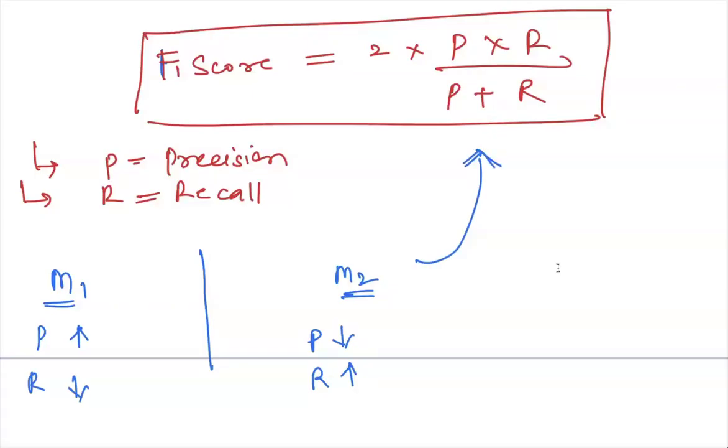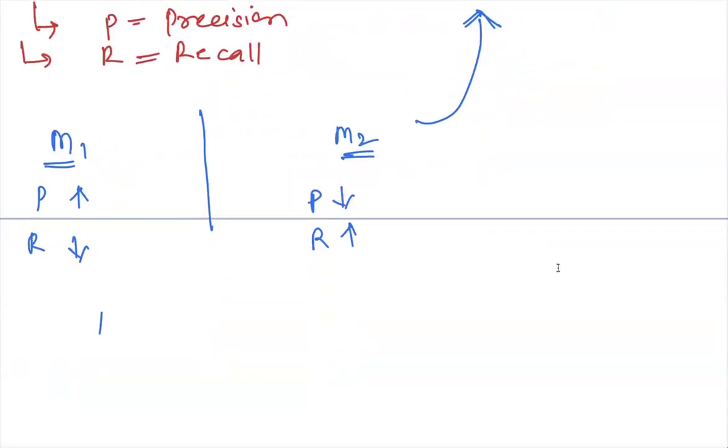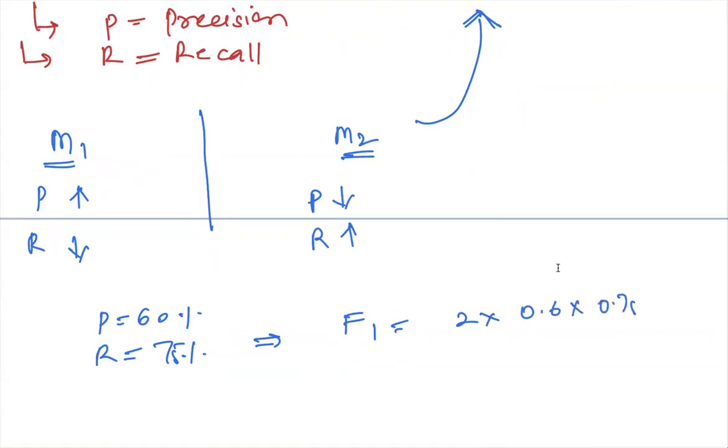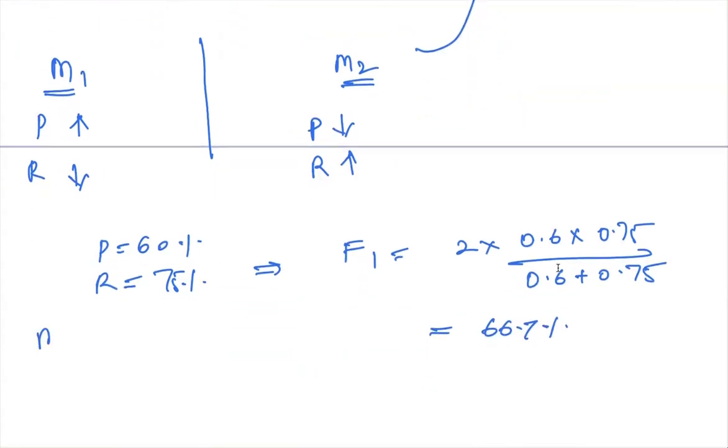So what you would do is, let's say your precision is 60% and recall is 75%. How would you calculate your F1 score? It is 2 times 60% times 75% by 60% plus 75%. So this is nothing but 66.7%. This is your model 1, let's say.